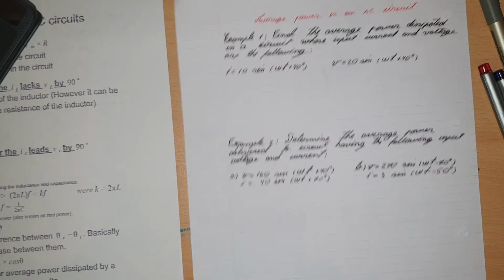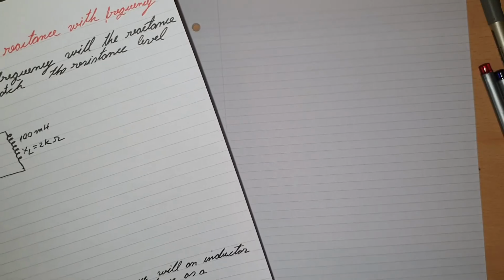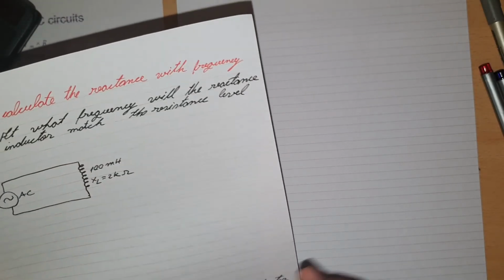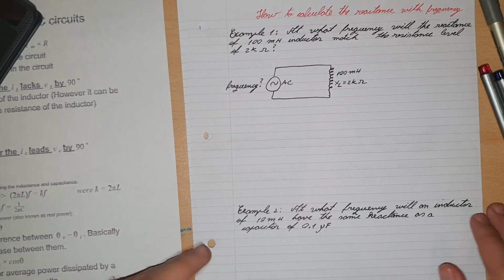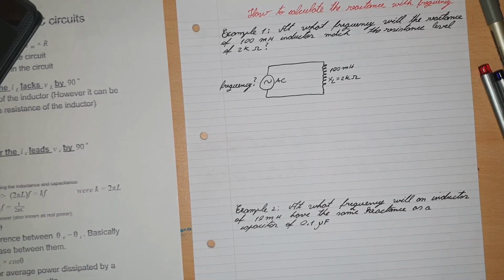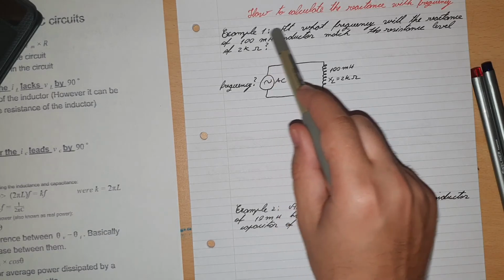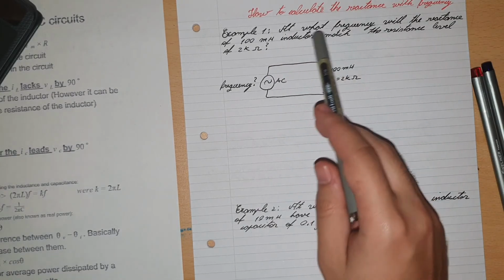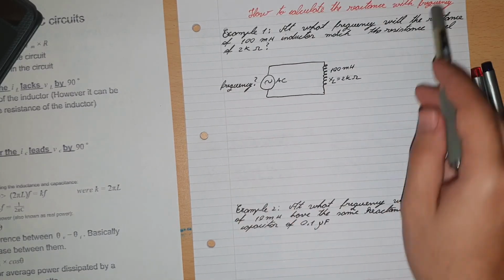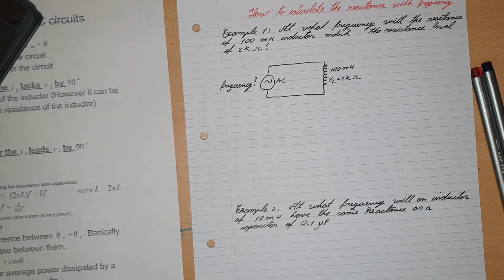Okay, this is the average power, but I want to do the one with the angles. Is this one the one with the... yeah, this is the one with the frequencies. There you go. Alright, so let's go to the next exercises, which basically are how to calculate the reactance with frequencies. Basically, you can use frequency to determine the reactance, which is the resistance.